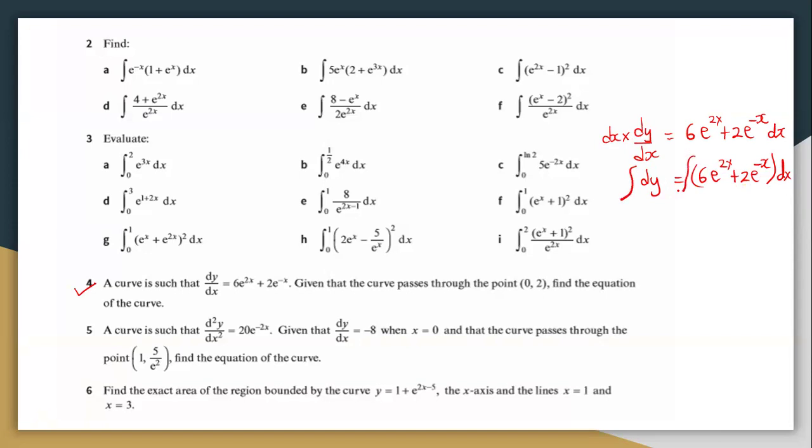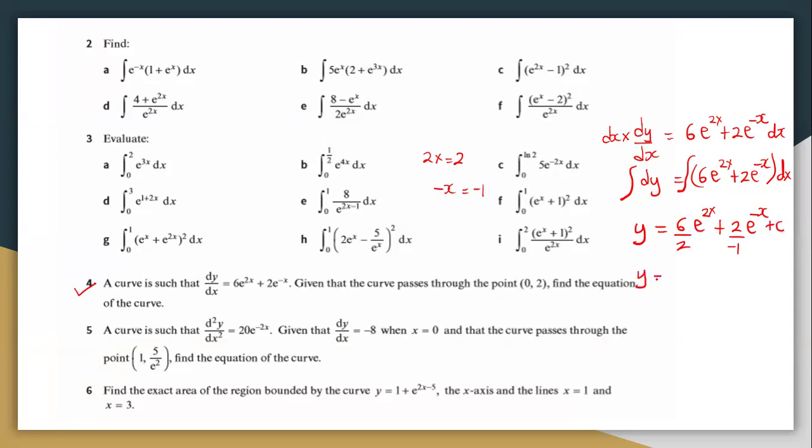When I integrate, I remain with y equal to, now we have said when we are integrating an exponential, we always differentiate the power. 2x, when you differentiate it, you end up with 2. Then after you divide, I'll have 6 out of 2 times the original thing, plus, when I differentiate negative x, I'll get negative 1. So I divide, I'll have 2 out of negative 1, e^(-x). Then after that, I'm going to add my constant.